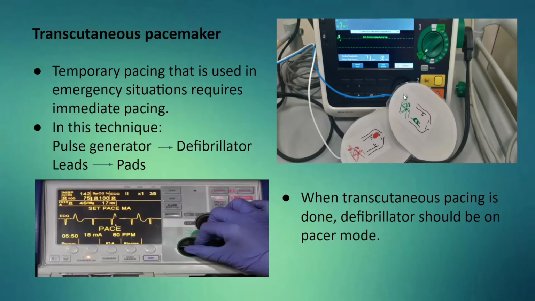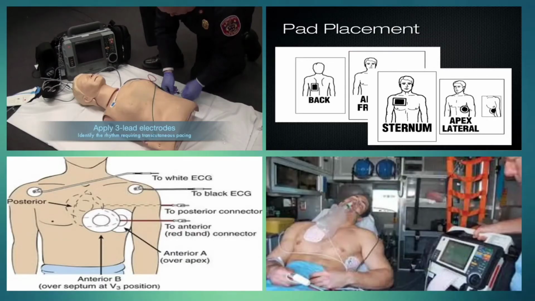Now for transcutaneous pacing, we provide electrical shocks via pads on the patient's skin to cause cardiac contraction. This is a technique that we use in emergency situations that require immediate pacing. In this technique, a defibrillator is used as a pulse generator, so it means the defibrillator works in pacer mode. The pads are the leads that deliver electrical energy. Here are the pad or lead placements on the body. These are attached to the right sternum and apex.